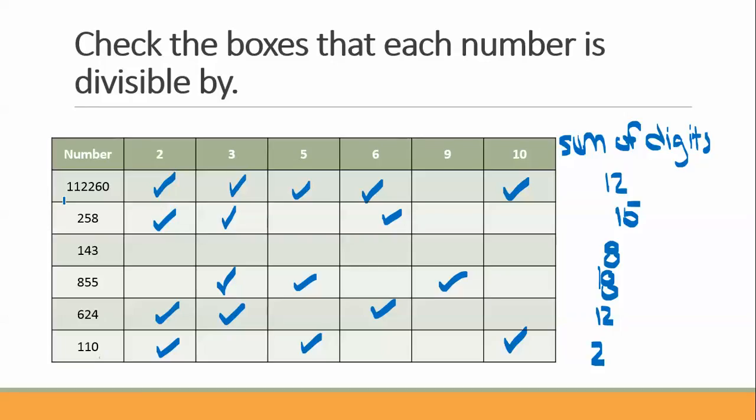For instance, for the 112,260, that's a large number, and to have to figure out all these divisibility properties, the only operations we had to do was add up the digits to equal 12. Then we knew which numbers, 2, 3, 5, 6, 9, and 10, it was divisible by. So if you want to do the division, you can, but you don't have to.